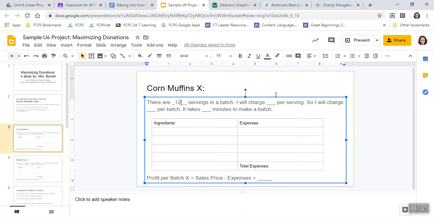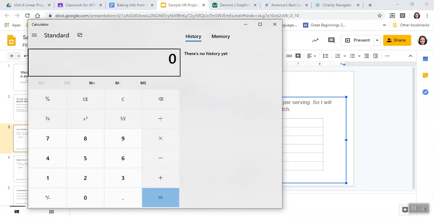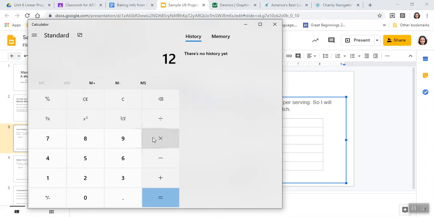Alright, and then here you make up the price you're going to charge. So you have to think about, what will somebody pay for a corn muffin in this case? I mean, it would be hard to get $1, but if I don't charge $1, I might not make profit. So I'm going to charge $1 per serving. So I will charge blank per batch. Okay, so 12 servings times $1 is $12. But just in case you can't hear, if you're not listening, I'm going to show you. I just did 12 servings times $1 per serving to get $12 per batch.